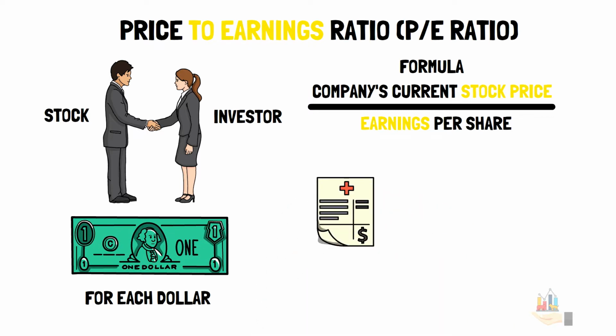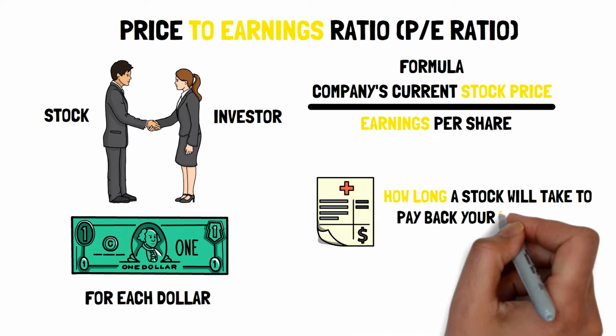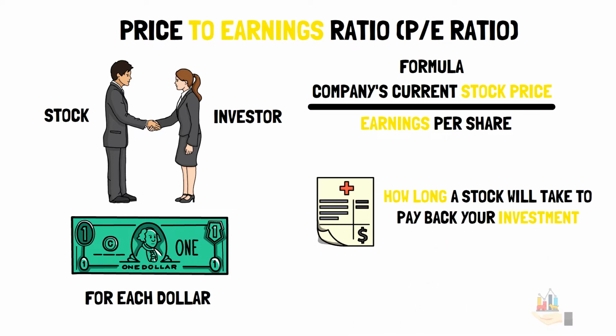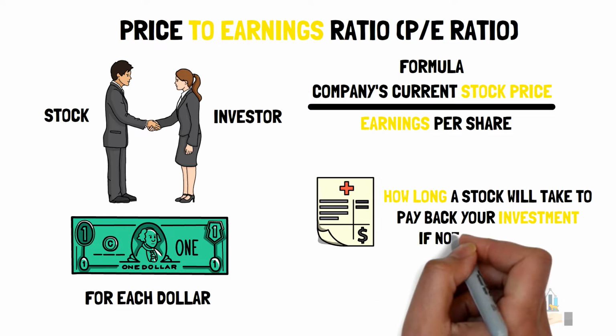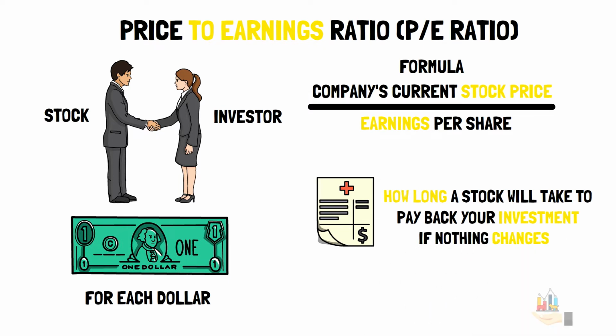The reason for this is simple. A PE ratio can be thought of as how long a stock will take to pay back your investment if there's no change in the business. A stock trading at $20 per share with earnings of $2 per share has a PE ratio of 10, which is sometimes seen as meaning that you make your money back in 10 years if nothing changes.